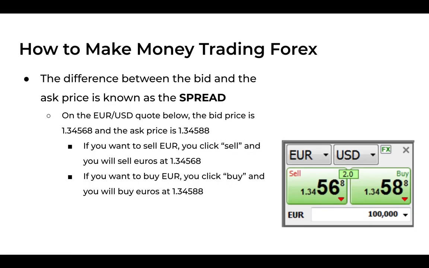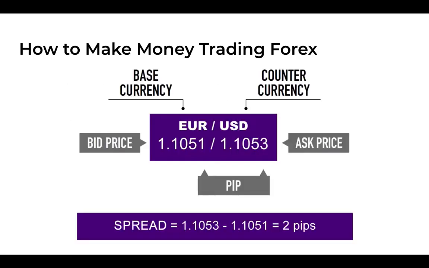Again, going back to what we just reviewed, the price that you're actually buying or selling at is listed in the quote currency. That's how much you would either sell or buy Euros for in USD. So if you want to buy Euros, you click buy, and you will buy Euros at 1.34588.